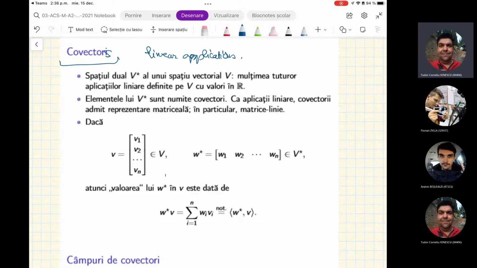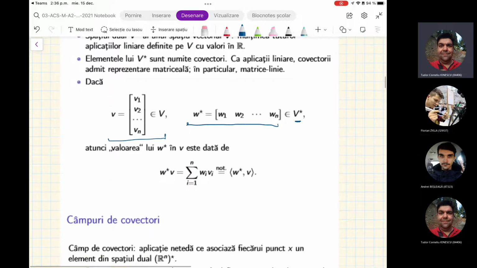So if you have V, a vector in the space V, the dual of this is W star, which is a row vector in the space V star. Hence, the value of W star on V is given by this relation, and this is how you define W star. W star V is a scalar product.